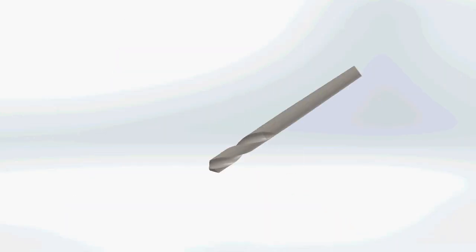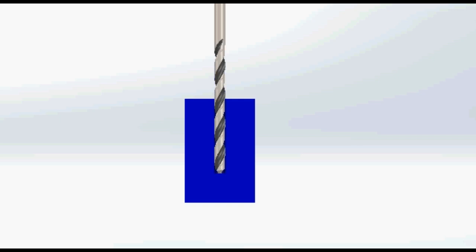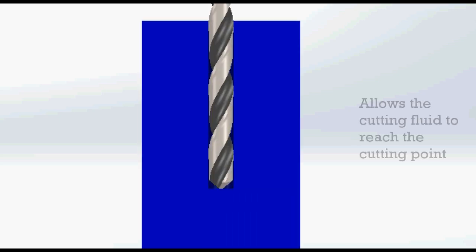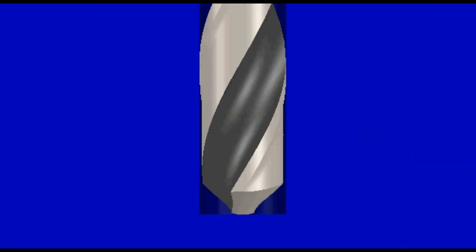There are helical grooves on the body called flutes. They have two main functions. One, to allow the cutting fluid or lubricant to reach the cutting point, and two, to provide an exit for the chips that are formed.